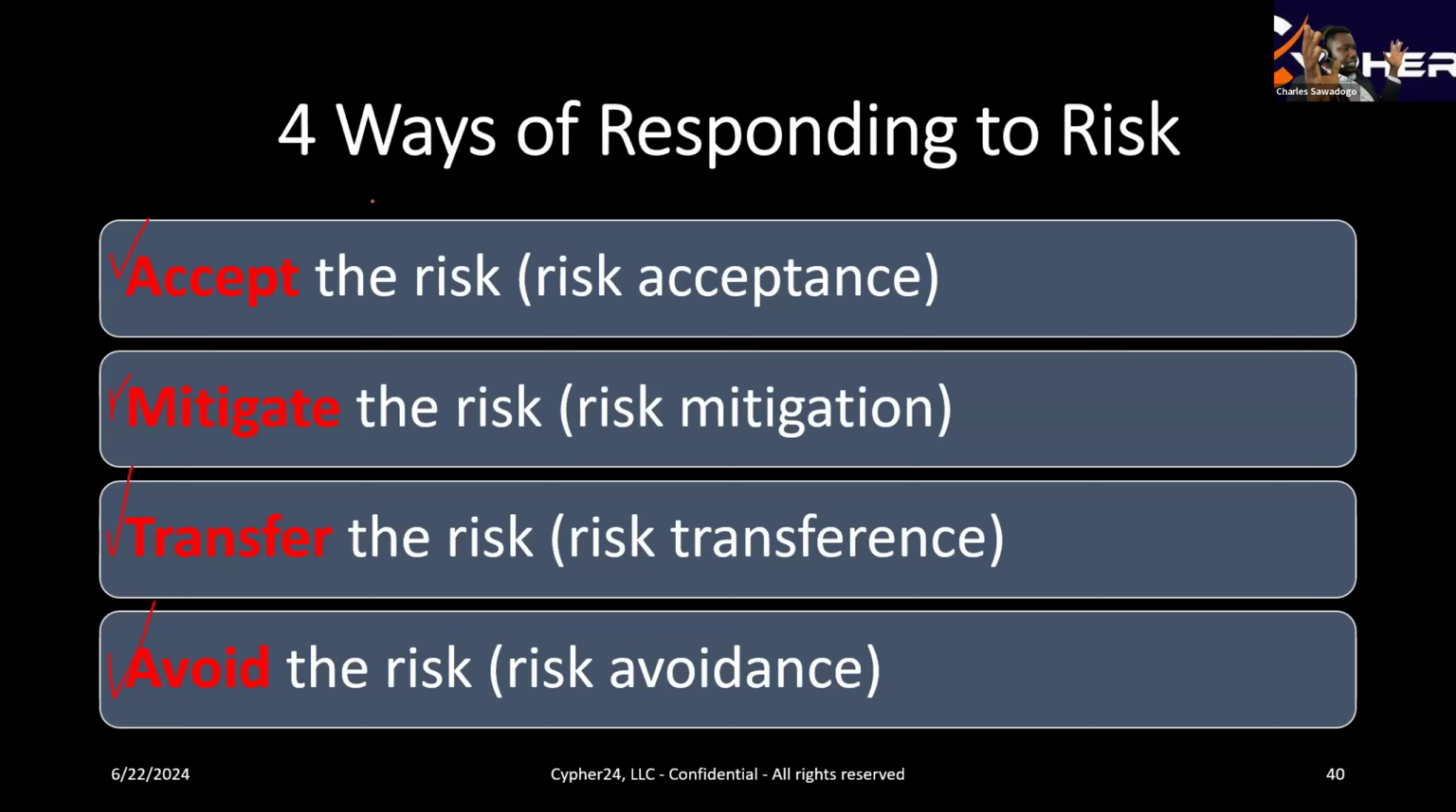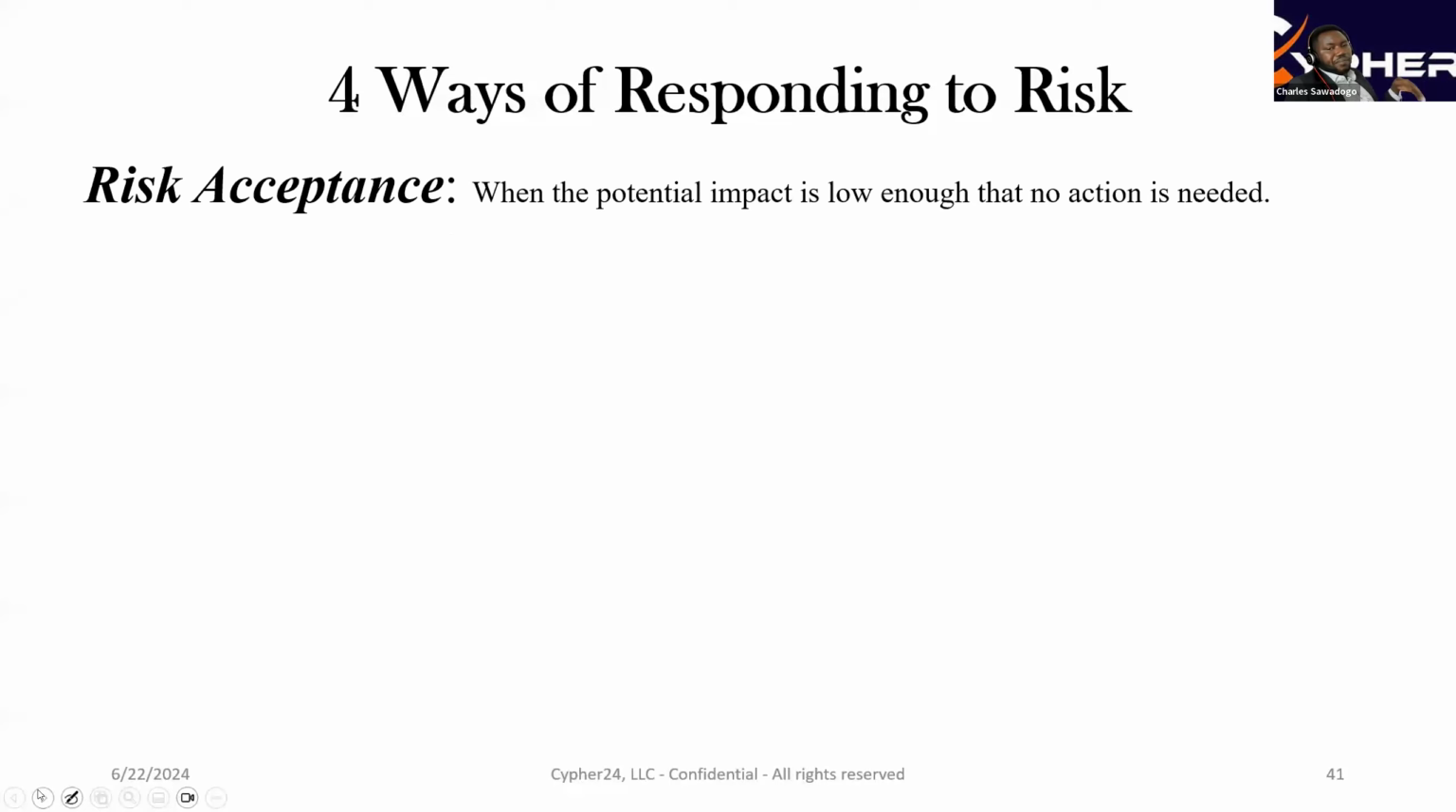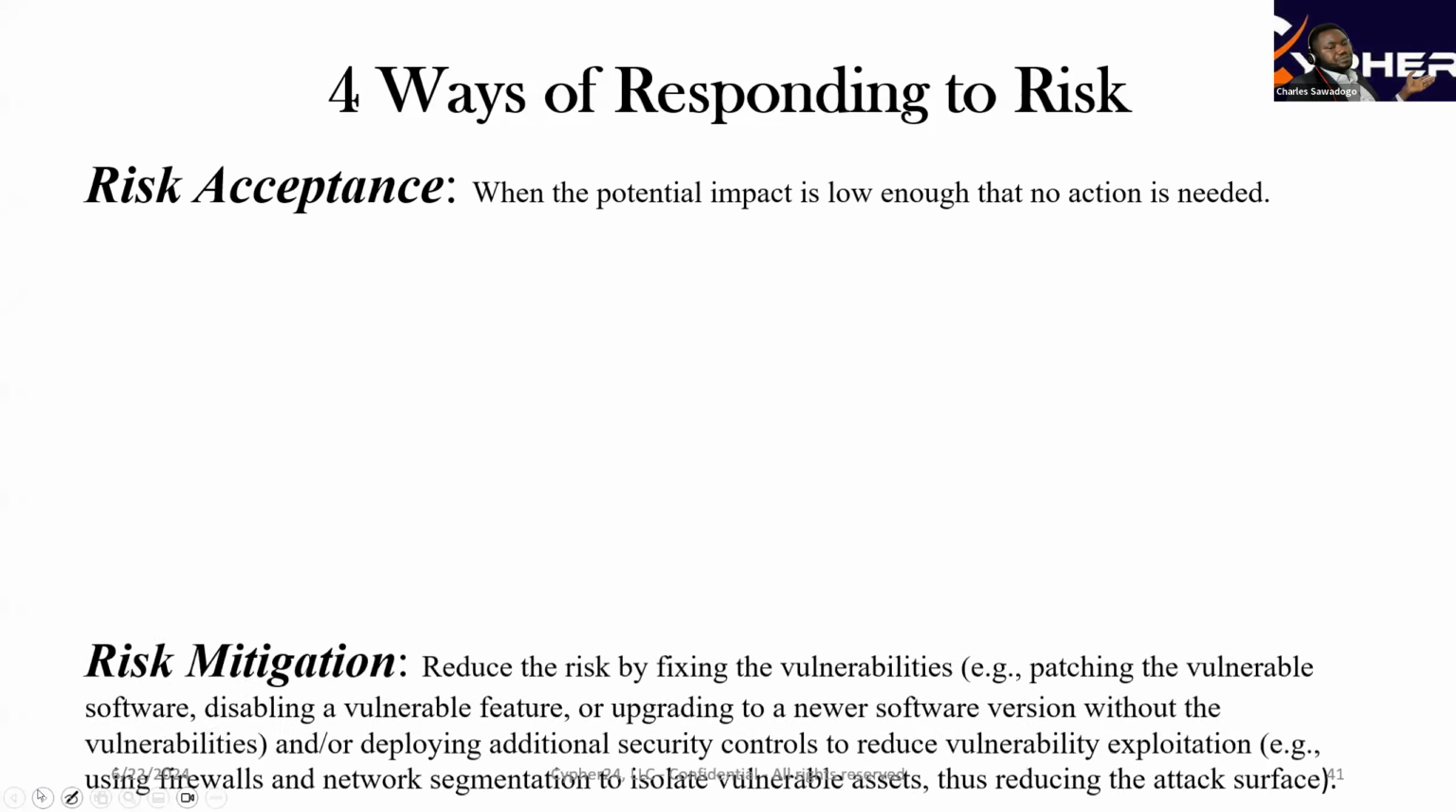There are 4 ways that organizations can respond to risk. Number 1 is to accept the risk. Number 2 is to mitigate the risk. Number 3 is to transfer the risk. Number 4 is to avoid the risk. Let's see a little bit of risk acceptance. We are talking about risk acceptance when the potential impact is low and no action is needed. Let's say we find a risk and there is no big impact. It is really low. The organization can say, okay, we're not going to be spending a lot of money to fix this vulnerability. Let's just accept it and move on.